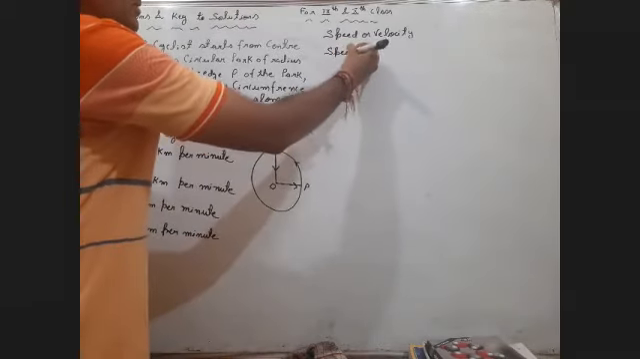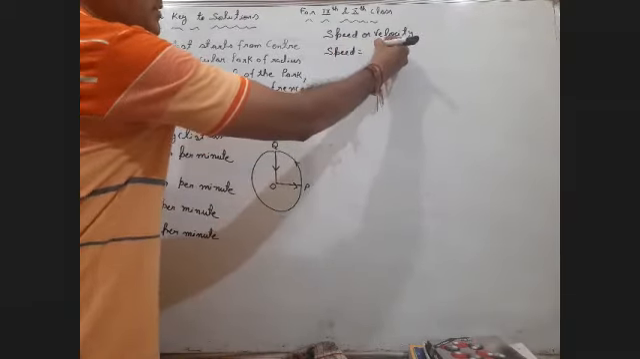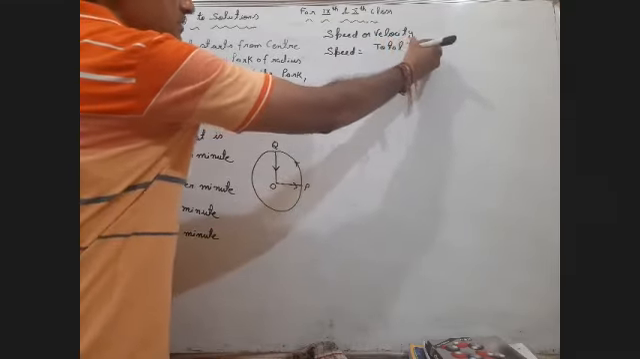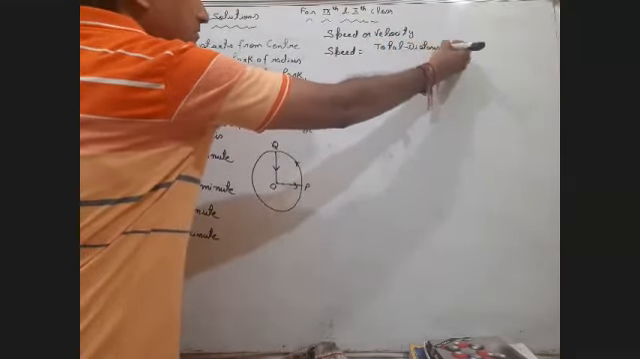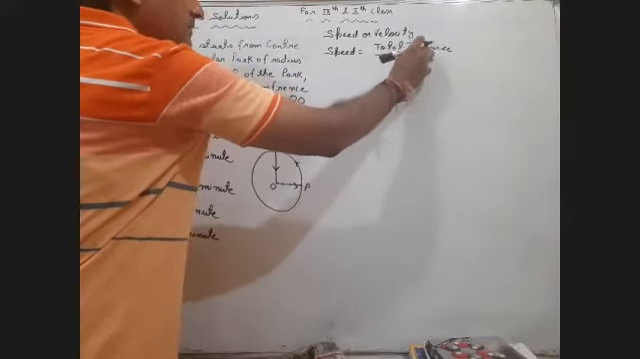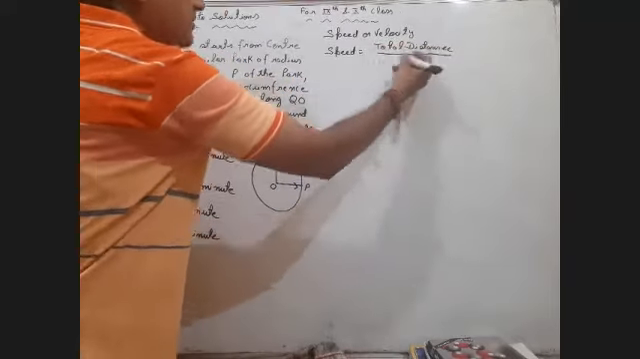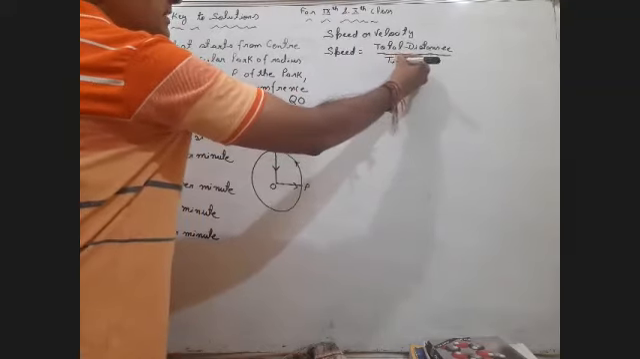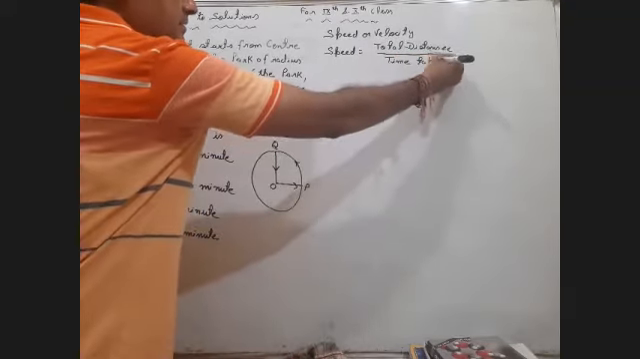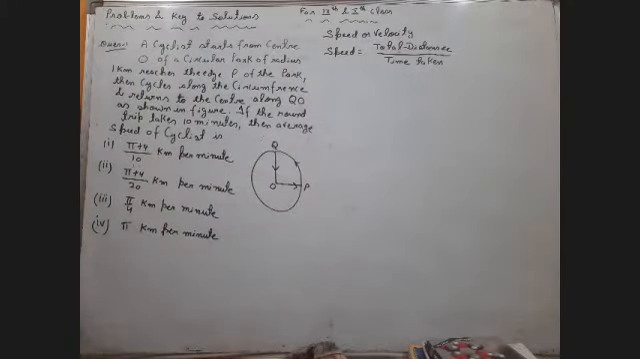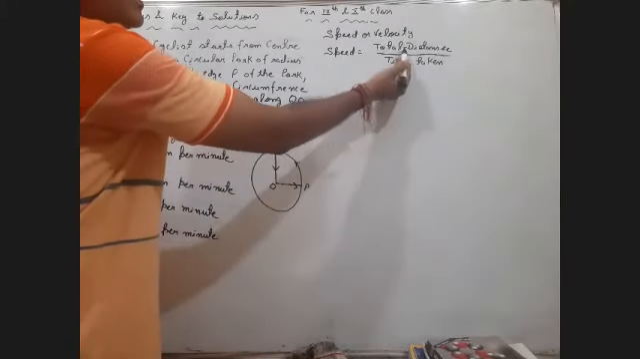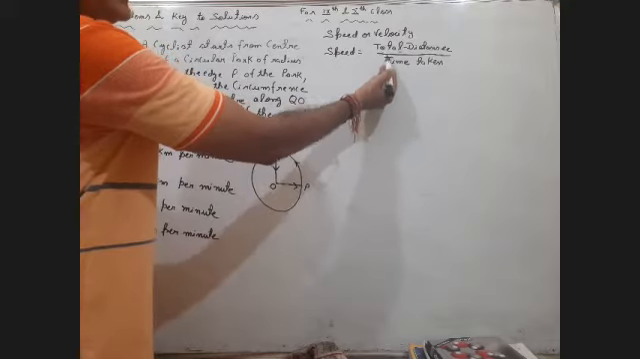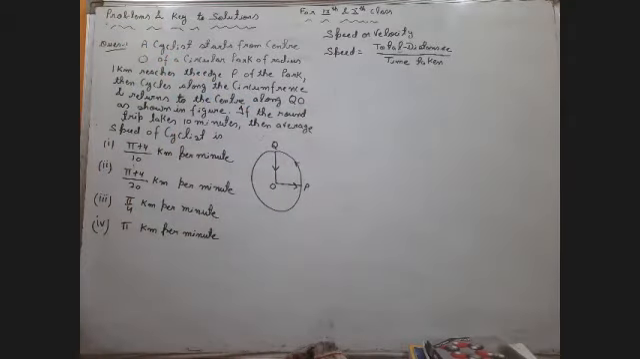Speed is equal to total distance covered divided by time interval or the time taken. So this is the basic formula for speed. And for velocity, we take displacement and time. Distance is the total distance covered, and displacement is the distance between the initial and final point, which we have already discussed in our previous lectures.